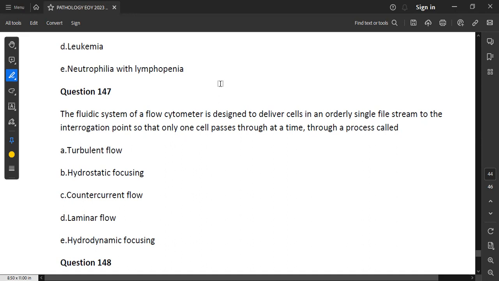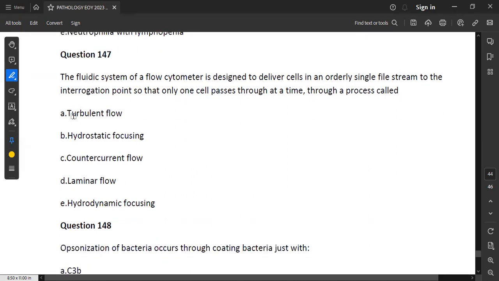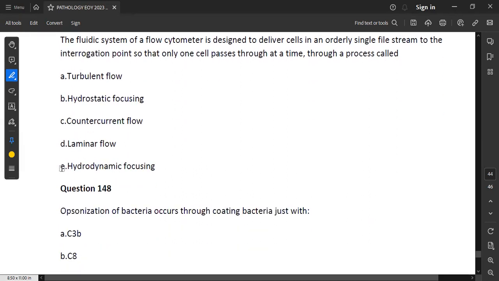Then choice number 148. So you say the answer is E, hydrodynamic focusing.